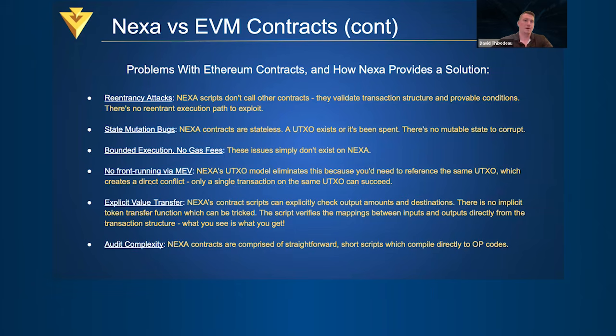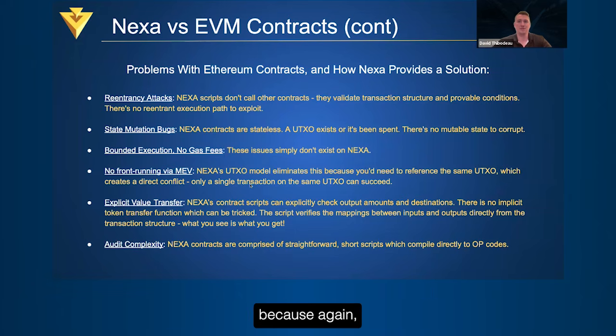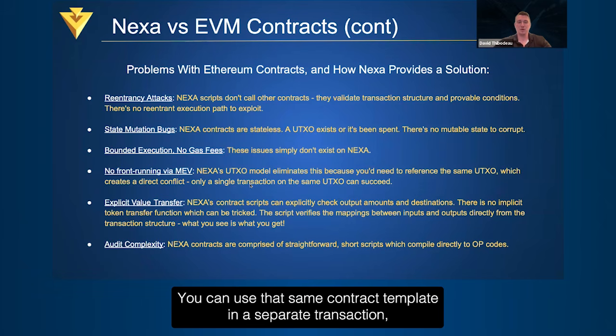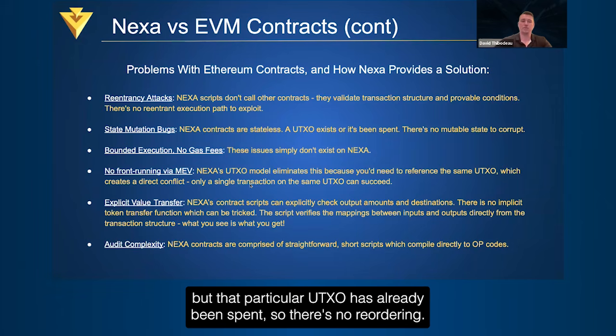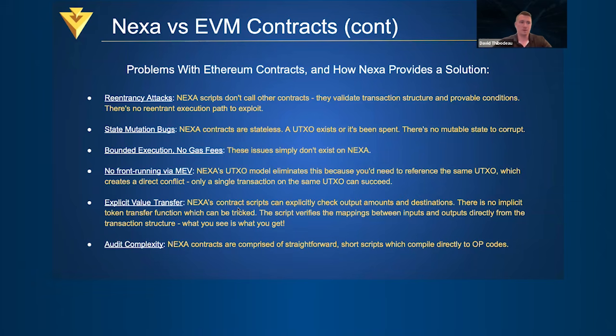profit from it. That doesn't exist with Nexa's UTXO model because again, the UTXO is spent from once and then it simply no longer exists. You can use that same contract template in a separate transaction, but that particular UTXO has already been spent. So there's no reordering. The contract call happens once on Nexa and it's consumed.